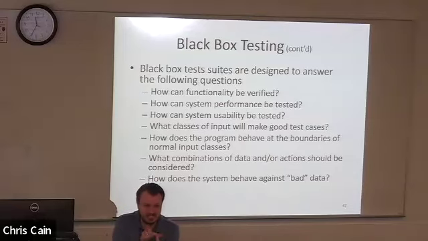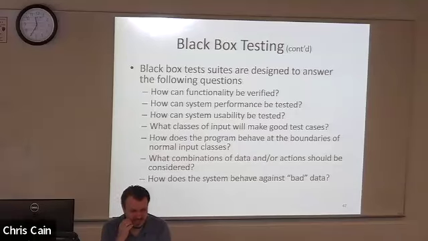What combinations of data or actions should be considered normal? What is an edge case? What is an error case? What is expected and not expected? What does the system do when it's given something that it doesn't expect?